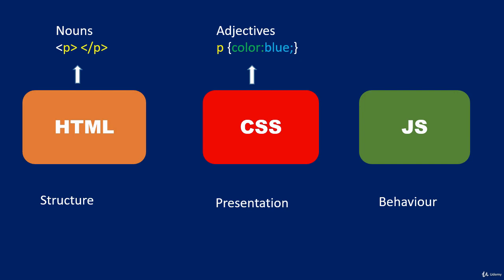And then JavaScript can be described as a verb or verbs, which is a doing word. For example, prompt in JavaScript will prompt for a response from the user. So these are the key core languages that any web developer needs to learn or know.